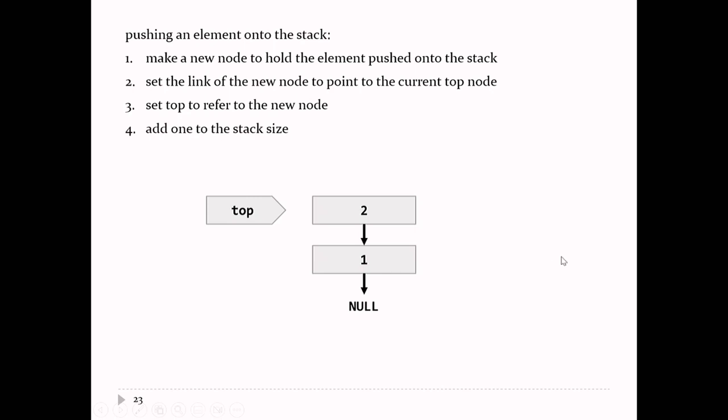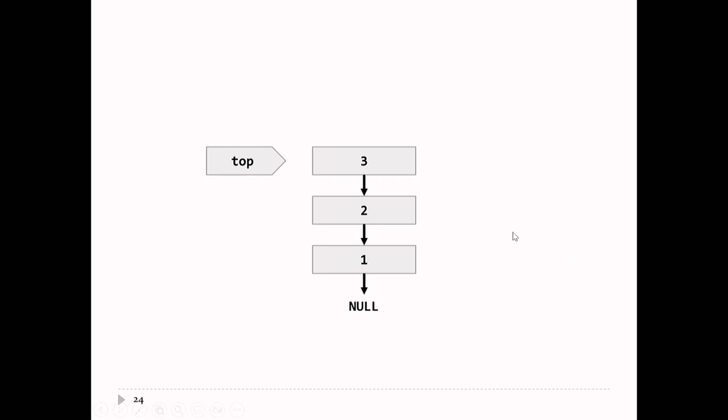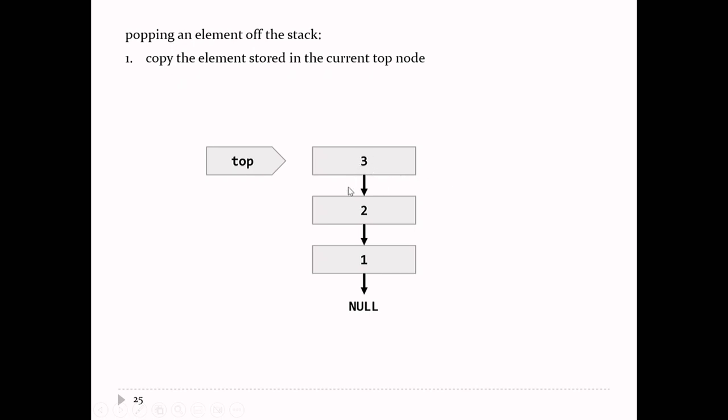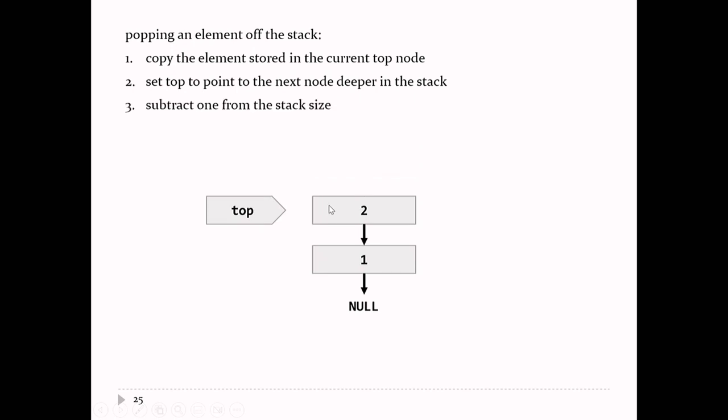And then, of course, if you're keeping track of the size of the stack, you add 1 to the stack size. Now, when you pop an element, you're always popping the top element from the stack. So when we pop off the stack, we're going to remove that 3. To remove the 3, we're going to remember what's the value stored in the node. We're going to make our top pointer point to the next element in the node. To get to that node, you're going to follow that link right there. You're going to subtract 1 from the stack size, and then you're going to return the value that was in the node that you just popped.